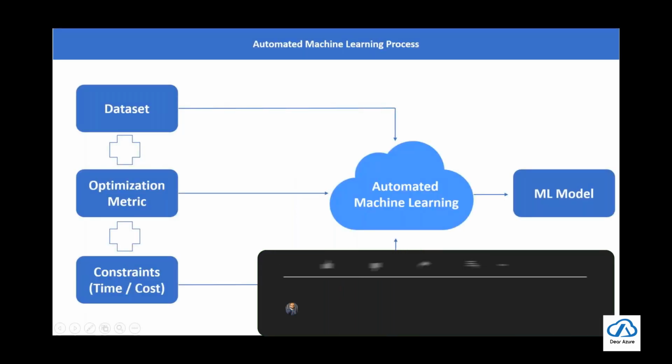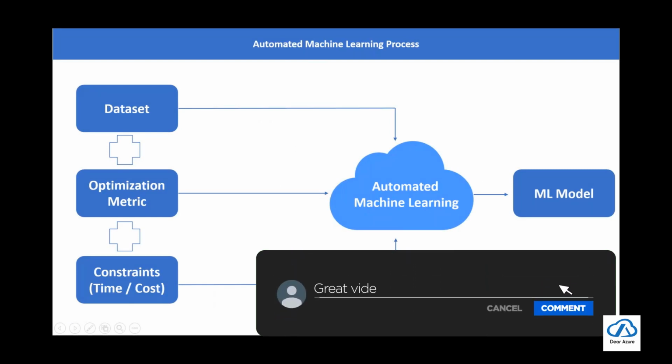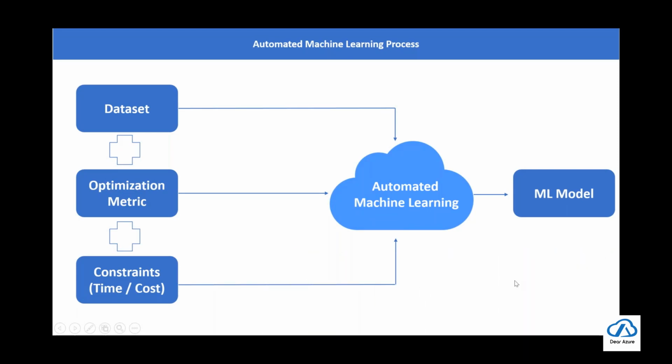So what is happening in automated machine learning? We have the data set. We are also selecting a bunch of optimization metrics and feeding them into our automated machine learning pipeline. Automated machine learning is a cloud-based tool, a very new tool designed by Microsoft, Azure AutoML. They launched it a few months ago, and it's still in preview.